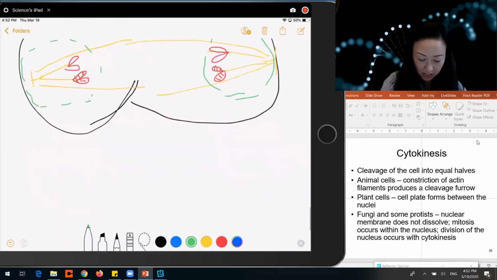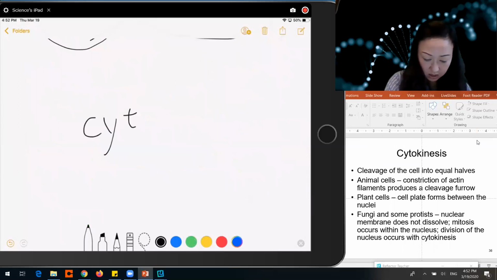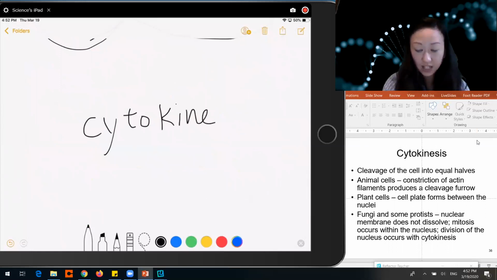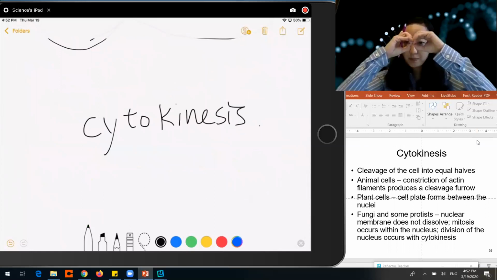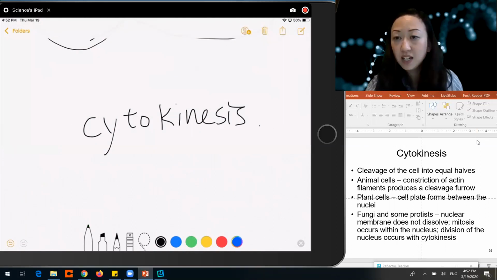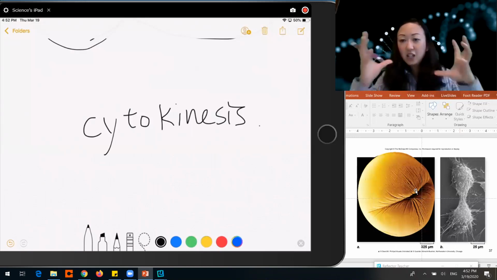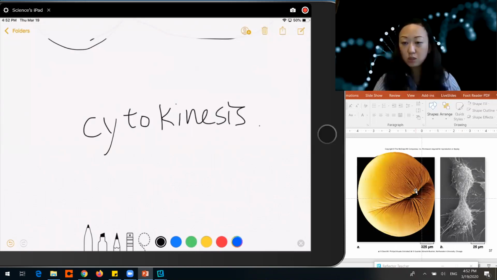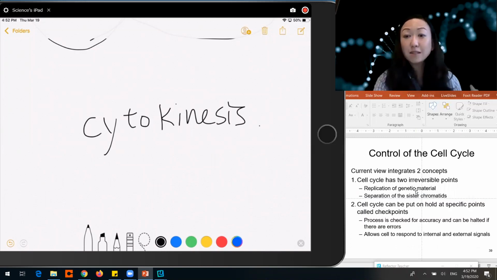Last is called cytokinesis. Let's all write that out on your notes. Cytokinesis is the very end. The two cells then separate. Look at this, pretty cool, right? This is cytokinesis. You have an actual split of the cell membrane. Okay, so that's mainly it.